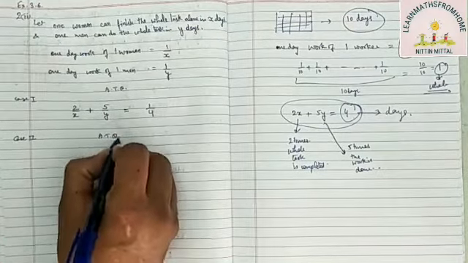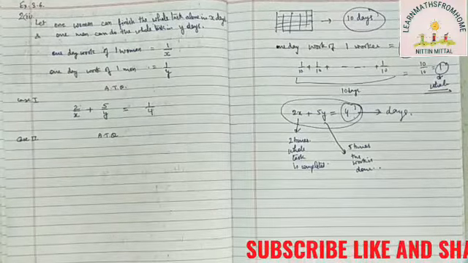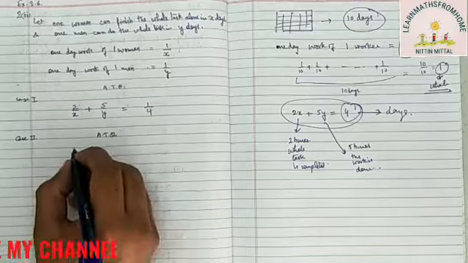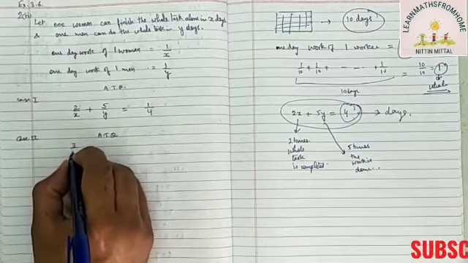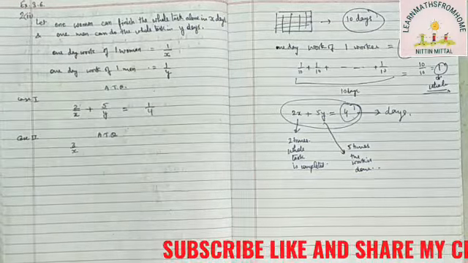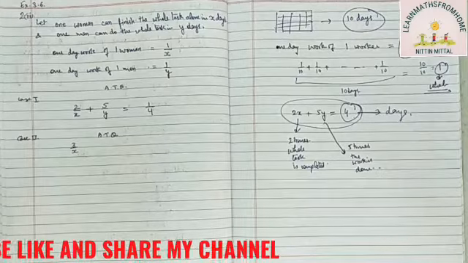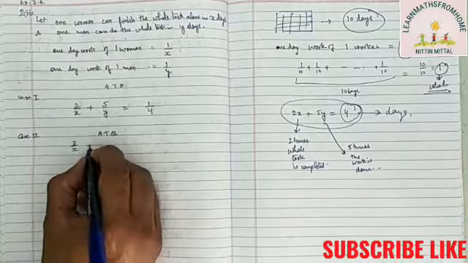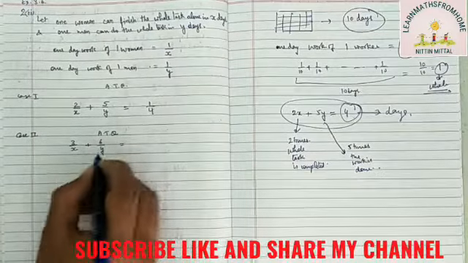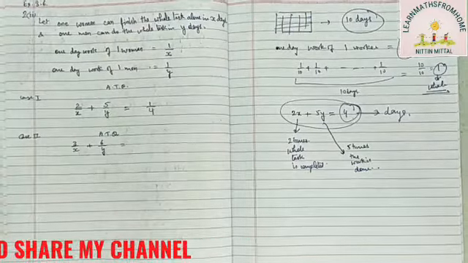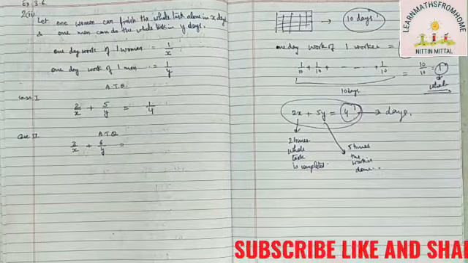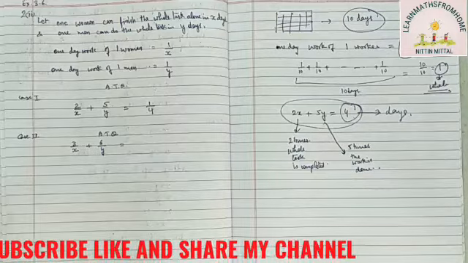Now let me see what they say. They say 3 women and 6 men can do the work in 3 days. So 3 women: 1 woman is 1 by x, 3 women 3 by x. 3 by x is what? The amount of work done by 3 women on a single day. Plus 6 men, so 6 by y. So what is this total? This is the total work done by the group of 3 women and 6 men on one particular day.